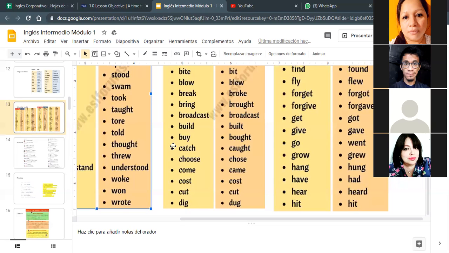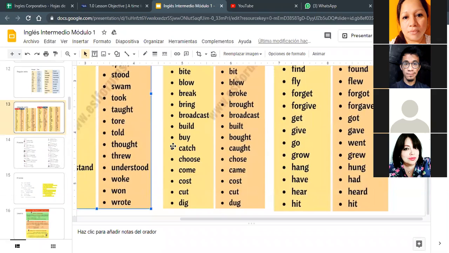So it's when something is going up, right? Like your children or plants. Plants also grow up. Okay. Grew is going to be for Joanna. I grew up in the countryside. Good. I grew up in the countryside. Nice. Hang. What is hang?